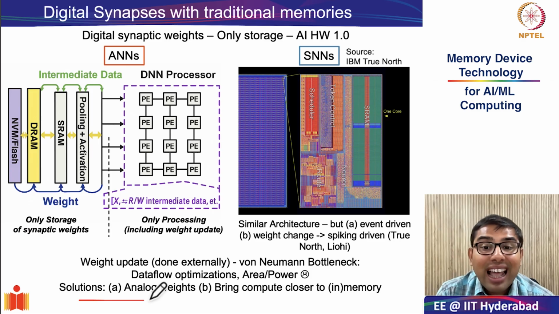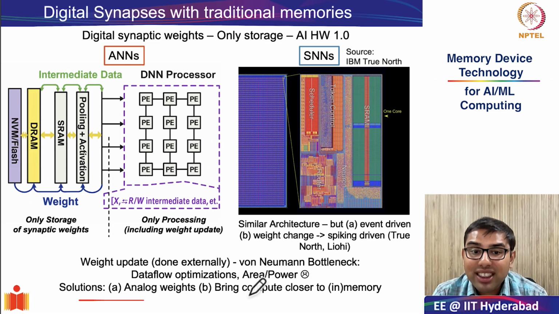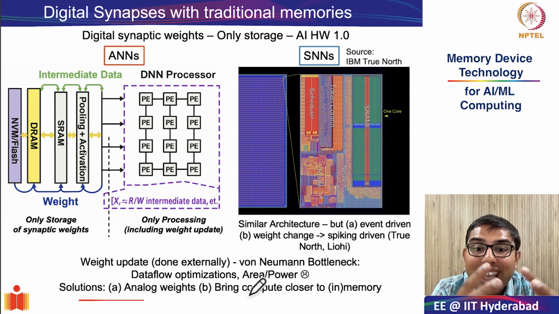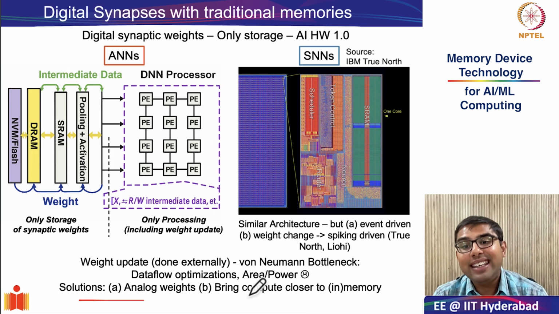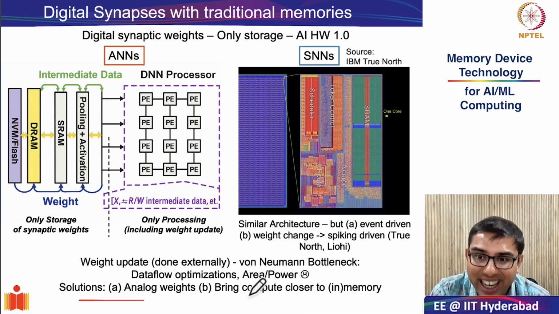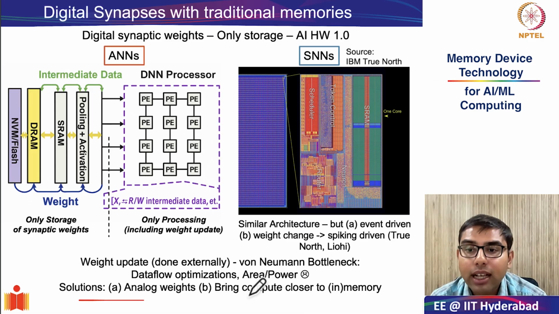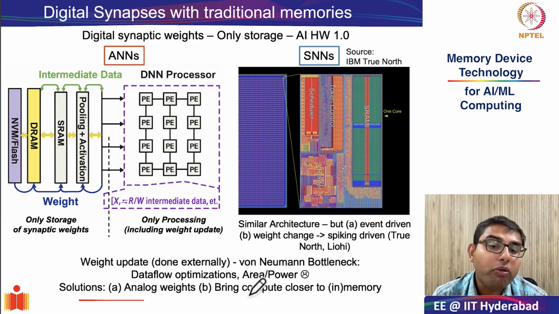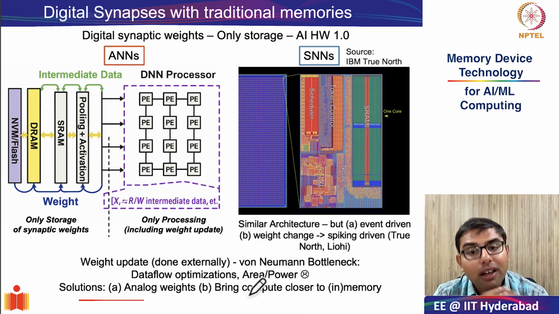The second approach is to bring compute and memory as closely coupled as possible, and this is the new strategy of in-memory computing. The key idea in in-memory computing is to do the computation within the memory itself, thereby minimizing the data movement. And that is what we will study in detail in the next module.